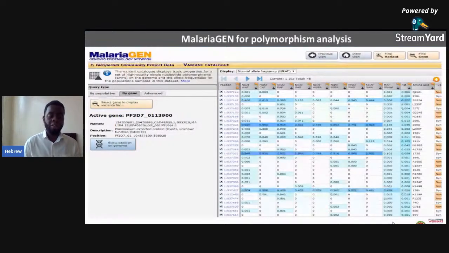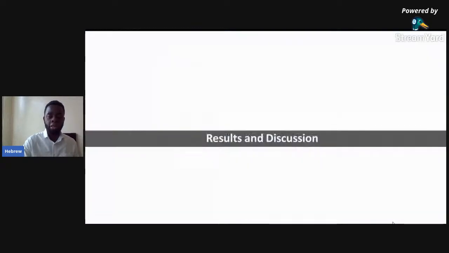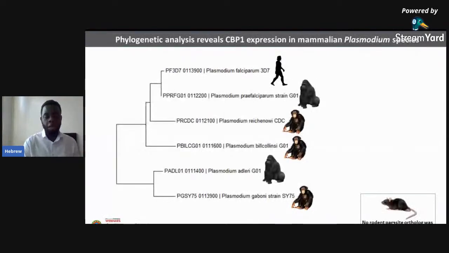All you need to do is to just scan the gene ID, which we had. As you can see, it is PF3D7_0113900, gene ID containing the chromosomal location as well. So you just key in the gene ID and you're able to get allele frequency results. It's a global allele frequency, non-reference allele frequency, reference allele frequency. So it's a whole vast array of information that you'll get with MalariaGEN. So I will discuss my results as per each step that I've talked about.